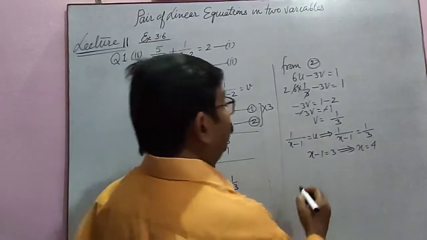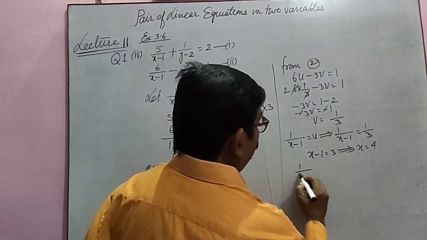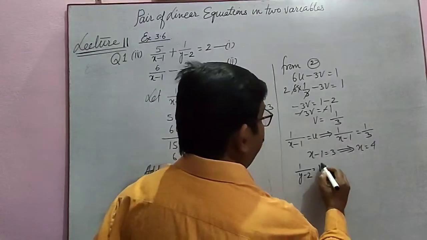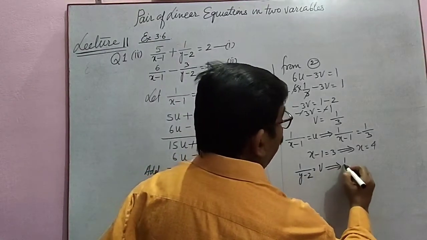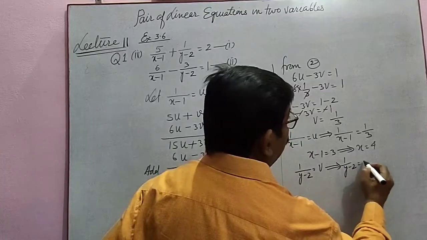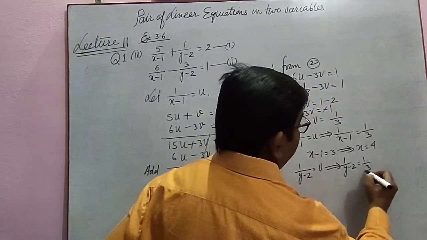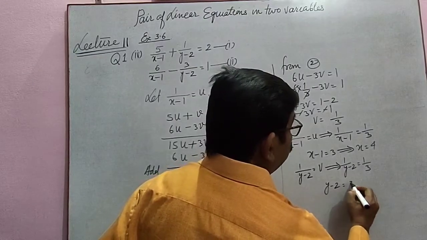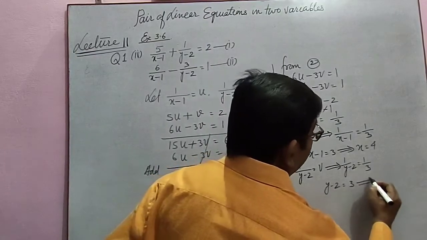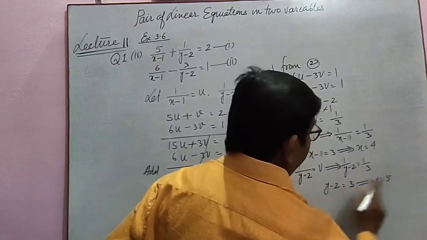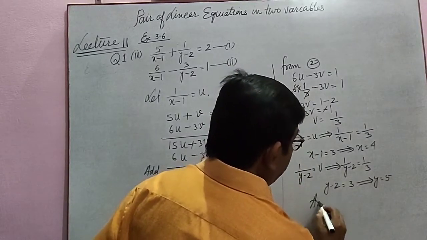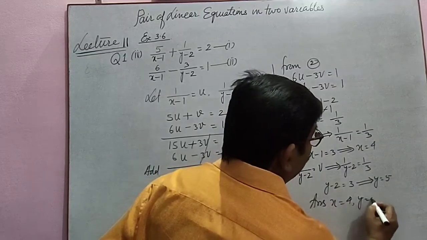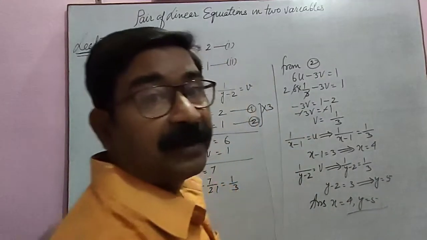Similarly for v, 1 upon y minus 2 is equal to v. And its value is 1 upon y minus 2 is equal to 1 upon 3. So get the reciprocal. y minus 2 is equal to 3. So y is equal to 5. 3 plus 2, 5. So the answer is x is equal to 4 and y is equal to 5. This is how we can solve the question.